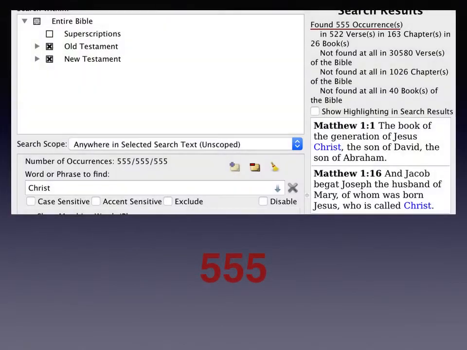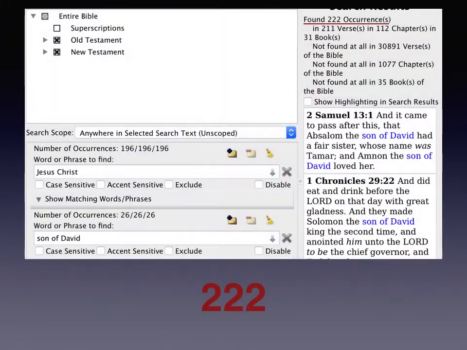But I pointed this out, the word Christ, 555 times. So book, generation, Christ, these words all connected with the number 37. And here we have another repeating digit number, 555. But we're far from finished, because it says the book of the generation of Jesus Christ, the son of David. The phrase Jesus Christ and the phrase son of David, when combined, add up to 222, 37 times 6.